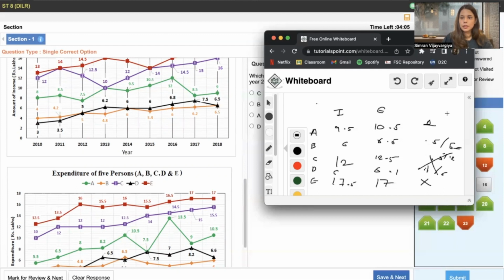The comparison is between 1 by 9.5 and 0.5 by 6.5. To understand which one is more, let's equalize the numerators. Multiplying this by 2, loss will be on income. So for A it is 1 by 9.5 and for B it is 1 by 12. So A has the maximum loss percentage. Okay.